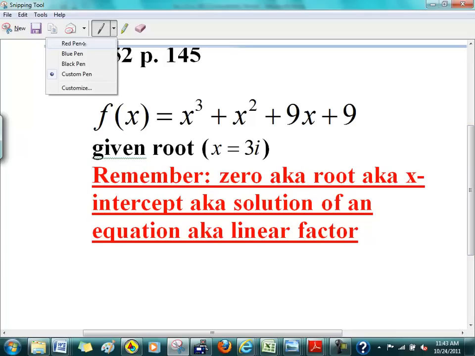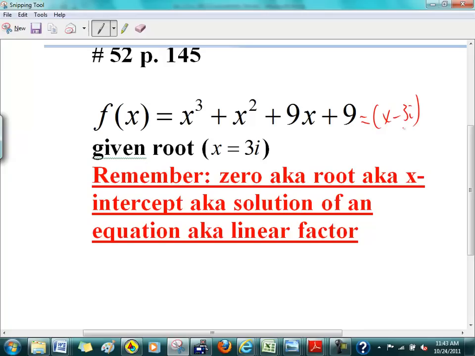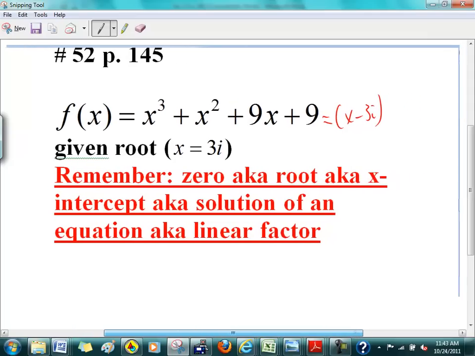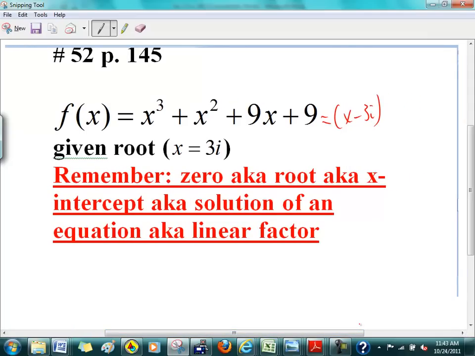So the fact that they give you 3i as a factor means that you've got to have this guy. Okay? We've done complex numbers before, we've done complex roots. What did we learn about them? They always happen in twos, or in pairs. That's why in Descartes you decrease by 2 every time. So if 3i is a root, then what is the other one going to be? For sure.